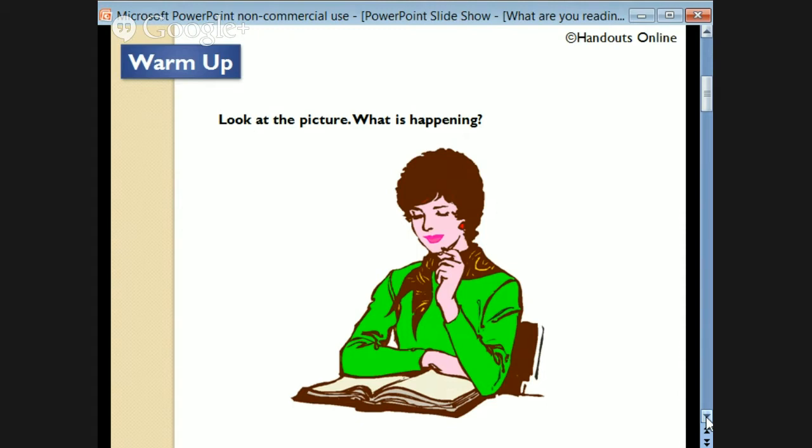So, we look at this picture. What is happening? What is this person doing? Notice that we use the word what is happening, happen with an ing on the end. Also, I said, what is this person doing? Also, this word doing has ing on the end. So what this person is doing is she is reading a book. You can see. She is reading a book.